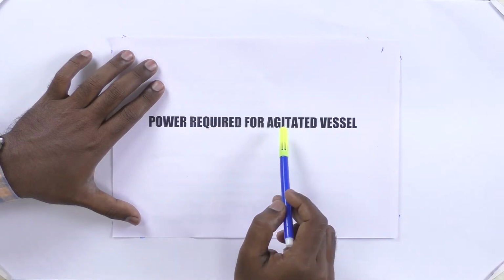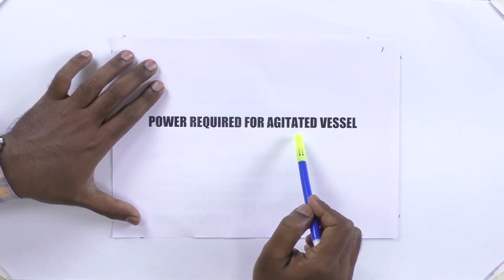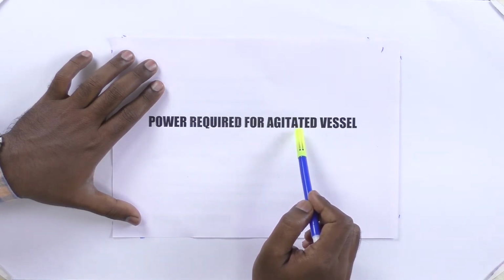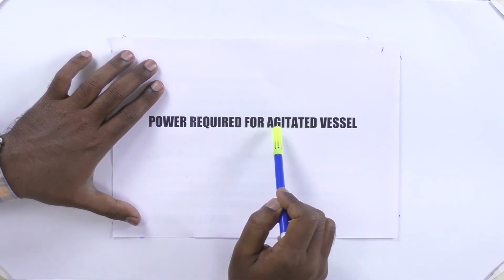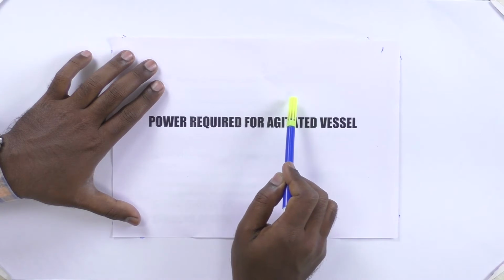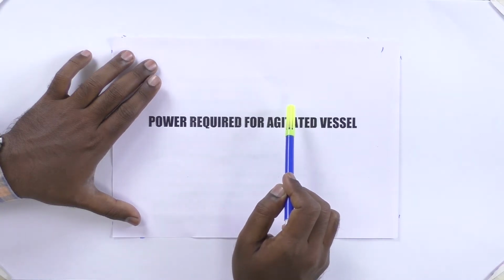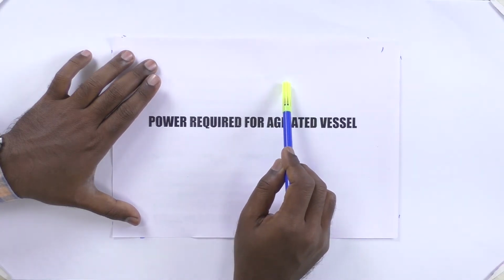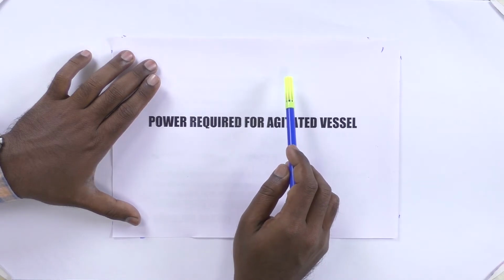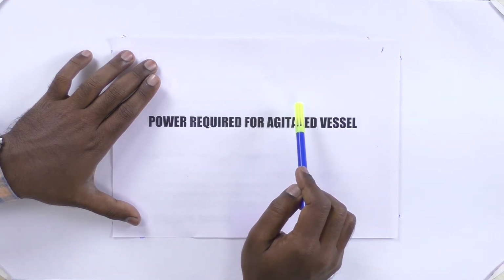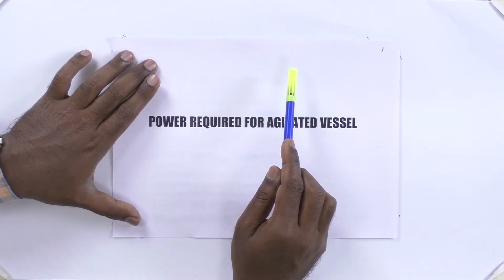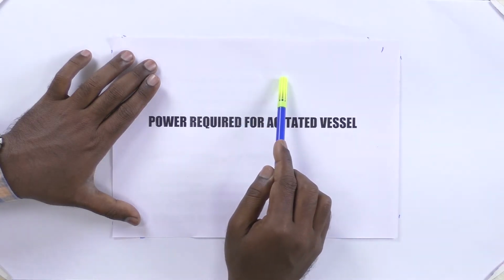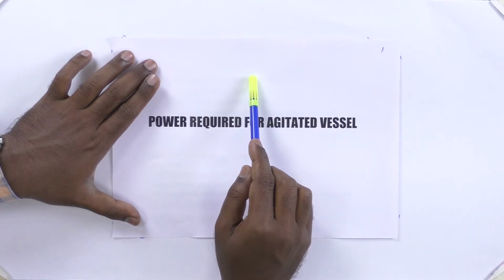To calculate the power required for an agitated vessel, the agitated vessel is nothing but the vessel in which you are going to carry out the mixing process. This vessel has to be operated using a part called impeller, which has to be connected with a motor. If you are going to carry out the mixing, the motor has to function, and for that we need to supply the power. So we need to calculate what is the power required.